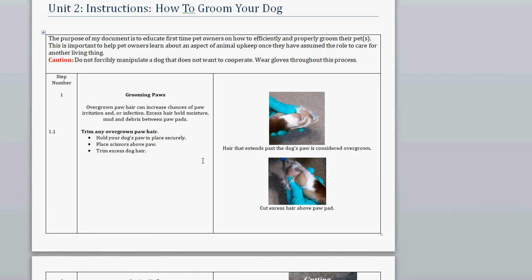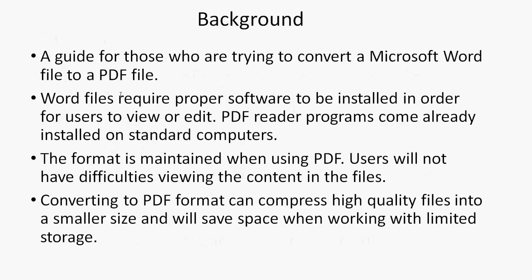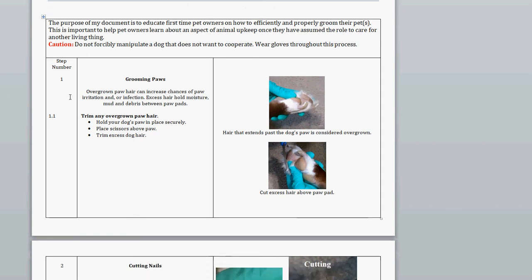So you can see here we have the title up here at the top. It tells you the purpose. It gives you caution. It's a similar kind of setup to what we saw here. Here it's called the background. This student is just calling it the caution and just providing an introduction to the steps. Either way is fine. Here the student is breaking down the steps into step 1 and step 1.1.